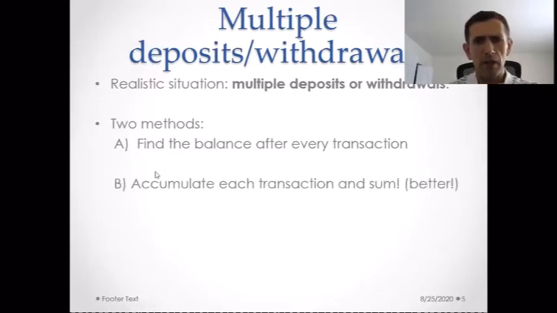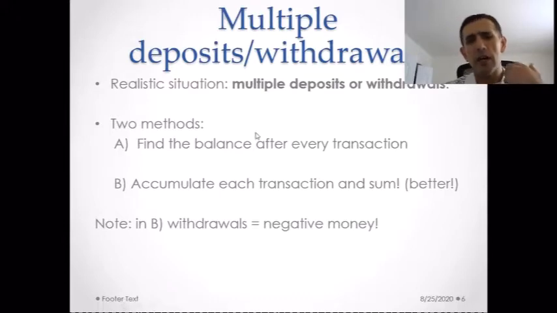The other method is to accumulate each transaction and sum. What do I mean by that? Particularly here, withdrawals count as negative money. So both deposits and withdrawals, in this sense, accrue interest. It makes sense to think of withdrawals as accruing interest: the withdrawal that counts as negative money accrues interest.